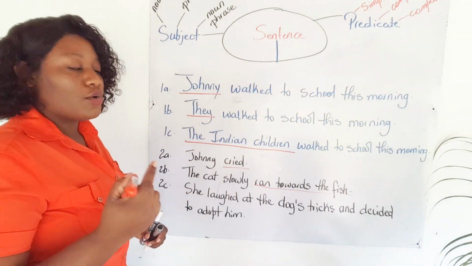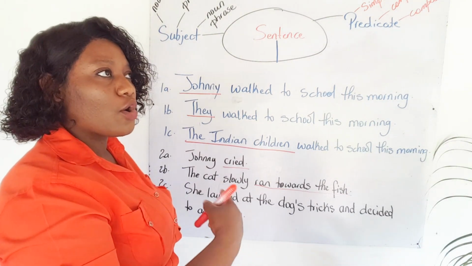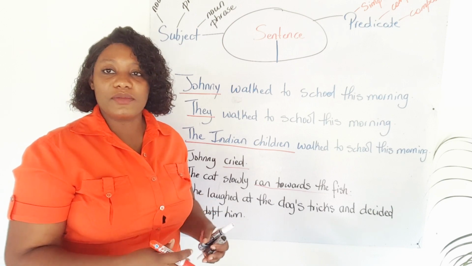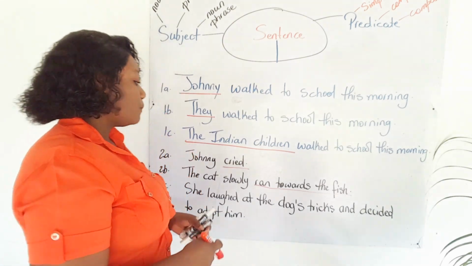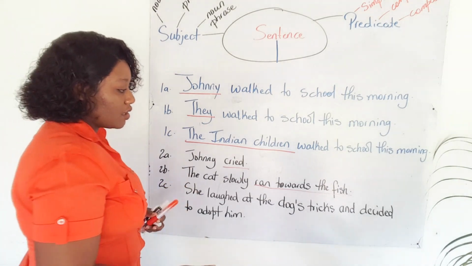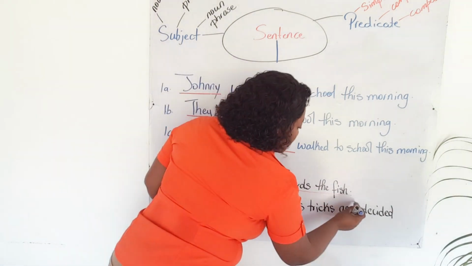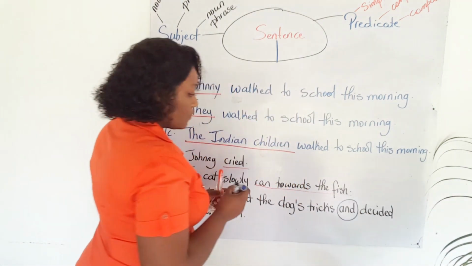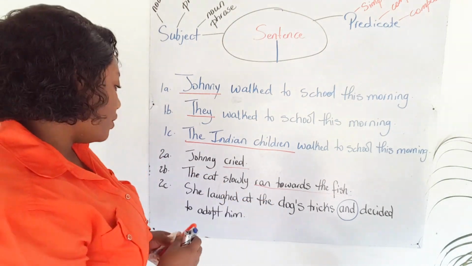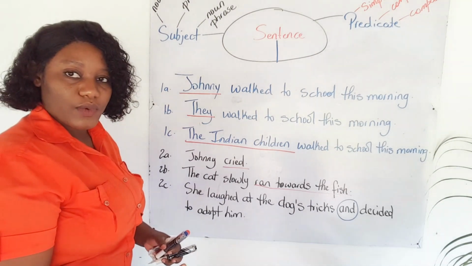Now compound. Our compound predicates. Now what are compound words? Remember that compound words are words that are joined by conjunctions. So in the sentence here, our conjunction is and. So this is what caused the predicate to become compound. So what part of our sentence here begins with a verb?